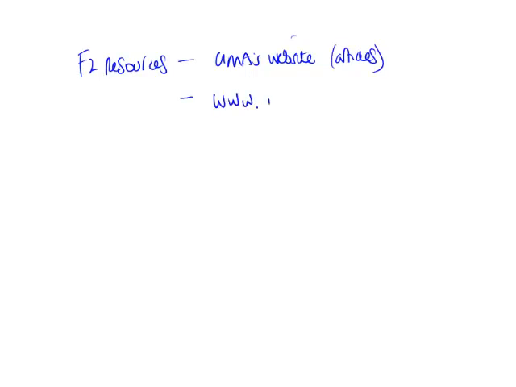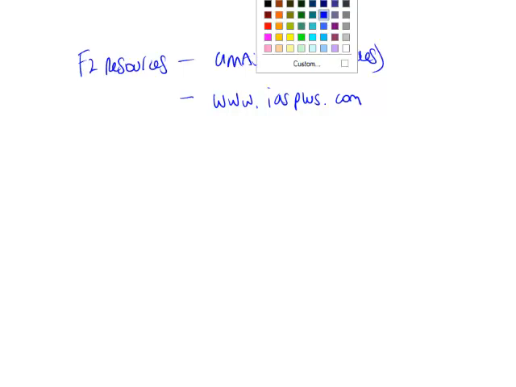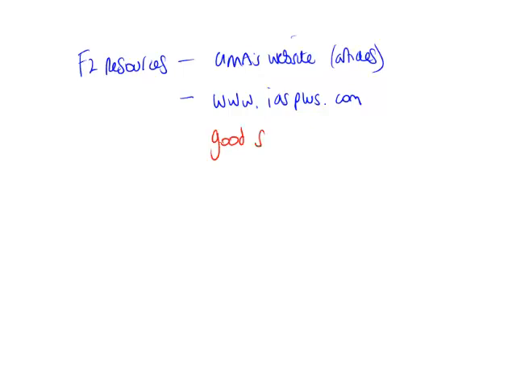So what resources are very useful for F2? Well, keep your eye out on CIMA's website for any articles, for example. They'll normally be arranged by paper. A website I find very handy is www.iasplus.com, which is written by Deloitte, and what it's absolutely fantastic for is really good summaries of accounting standards. So really good summaries of your IAS and IFRS. So I think you'll find that a really, really nice website.